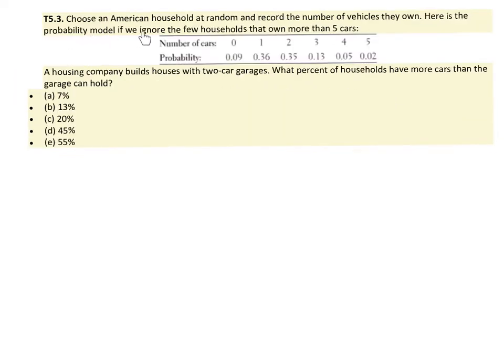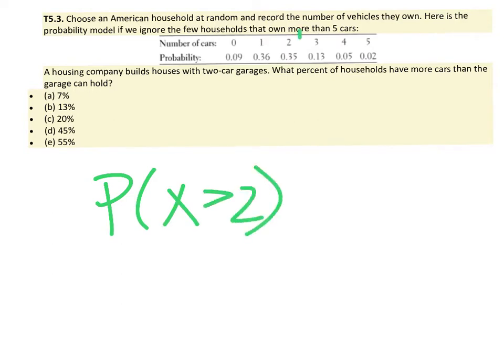Number 3, choose an American household at random and record the number of vehicles they own. Here's the probability model if we ignore the few households that have more than 5 cars. A housing company builds houses with 2-car garages. What percent of households have more than the garage can hold? So really the question here, what is the probability that our variable is going to be greater than 2? So what we're going to look at are the 3s, 4s, and 5s. Based on that, if you add up those probabilities, we are going to get letter C.